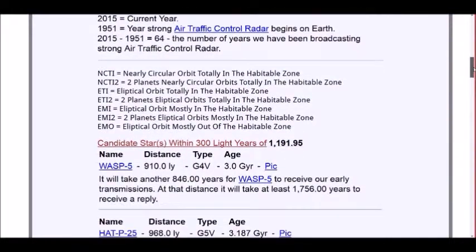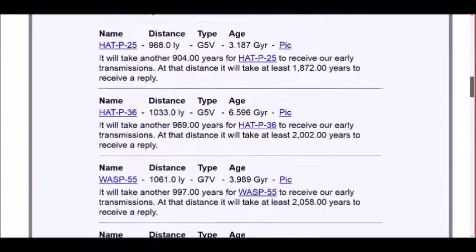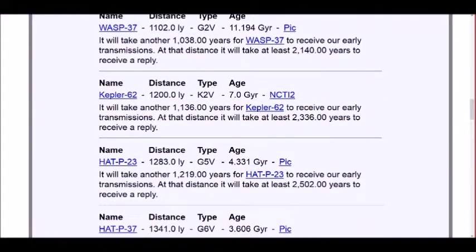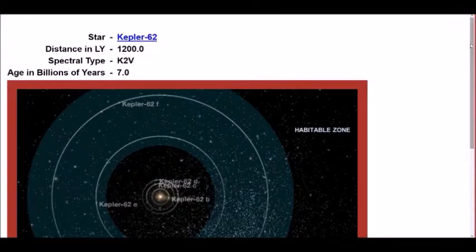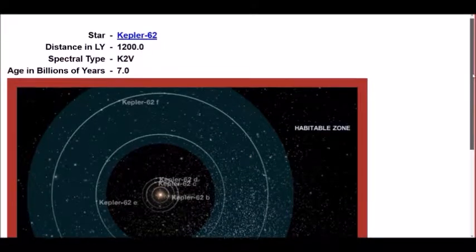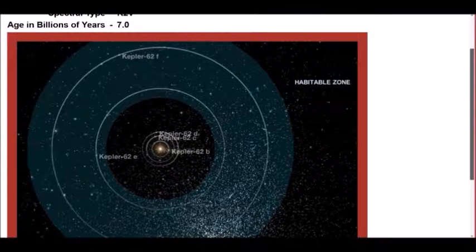Here we have some candidate stars. Kepler-62 looks interesting. Kepler-62 orbits a K-type star. K-type stars are generally less massive and not as bright as G-type stars, such as our Sun. This is a K2V, which means it's one of the hotter K stars, and the V part means that it's still on the main sequence, burning hydrogen, converting hydrogen into helium. It happens to be roughly 7 billion years old.